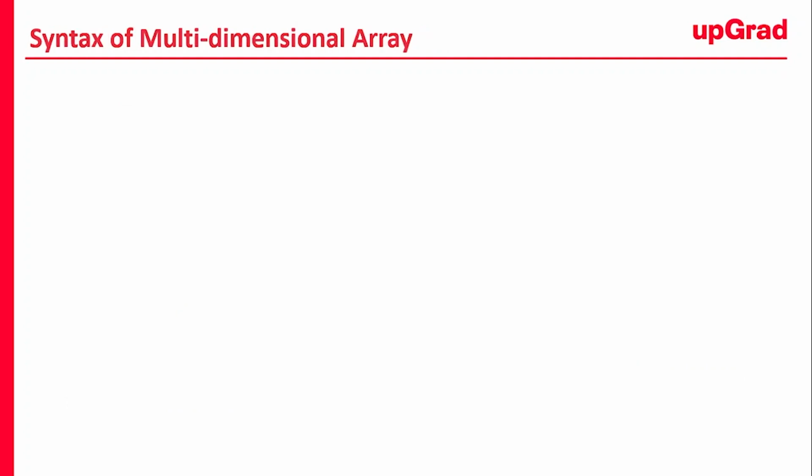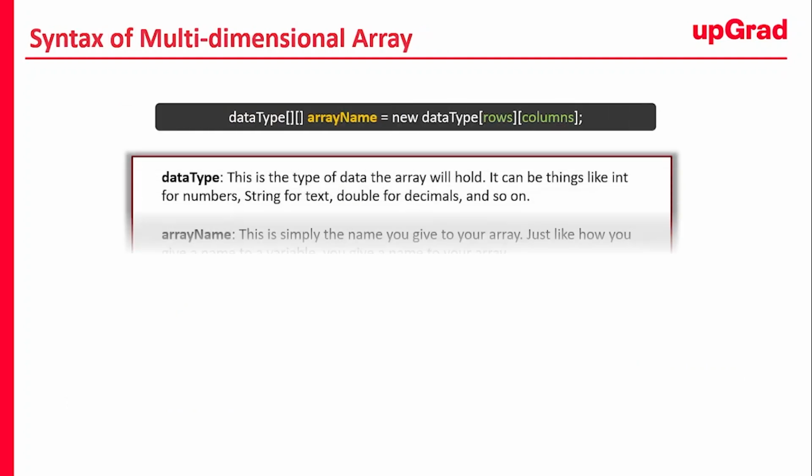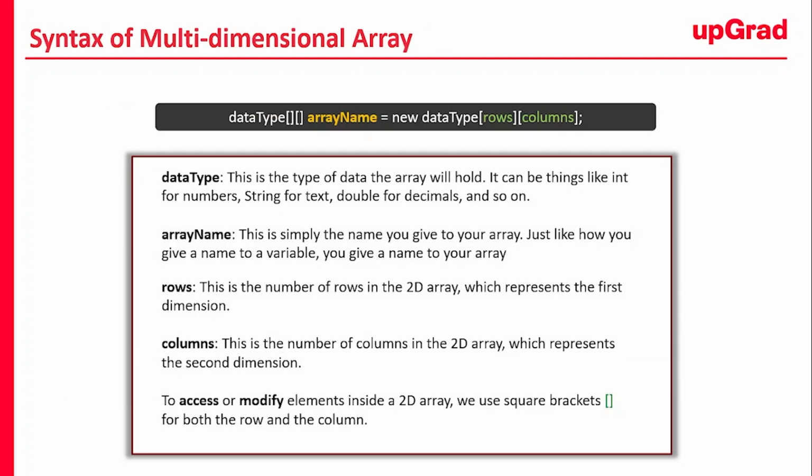Here's the basic syntax for creating a multi-dimensional array. Let's start with the 2D array, which is the most common type. But first we have to understand its syntax. As we can see on the screen, first the data type, then the array name, then new, which is the keyword here, then the data type again, then rows and columns. Let me go through each of them one by one.